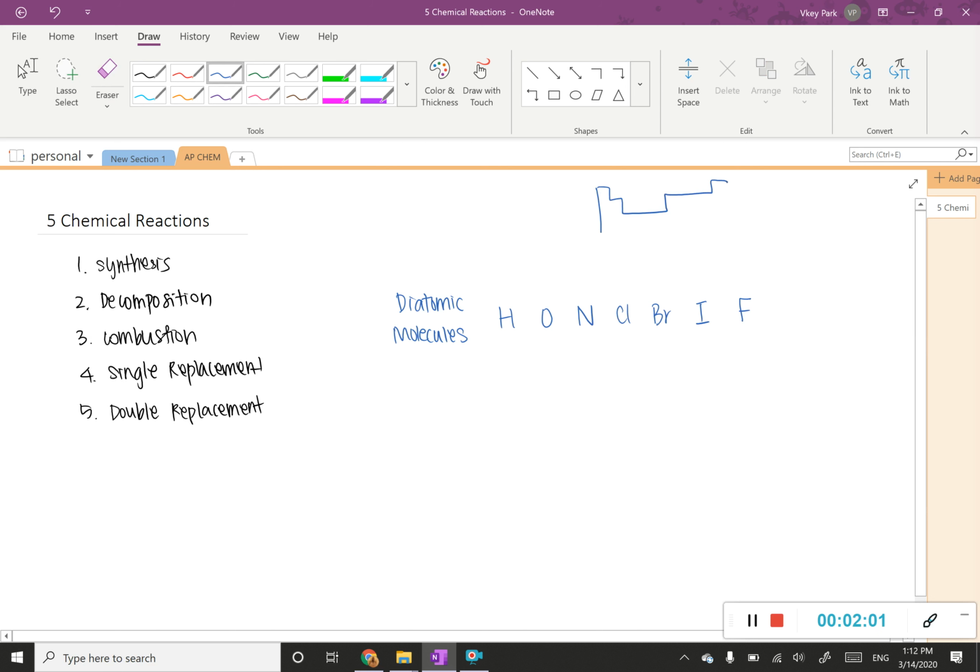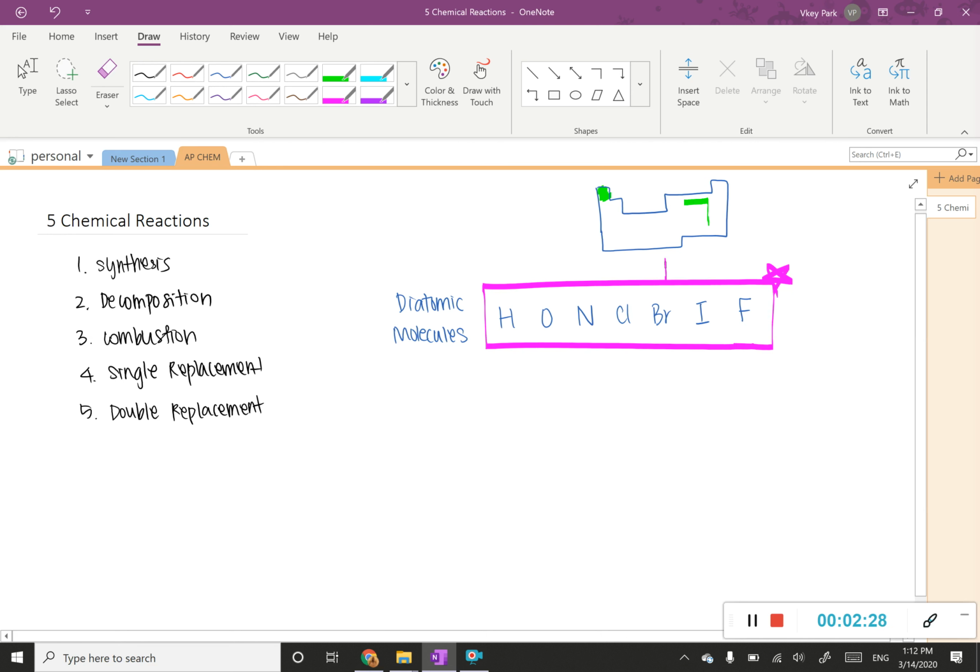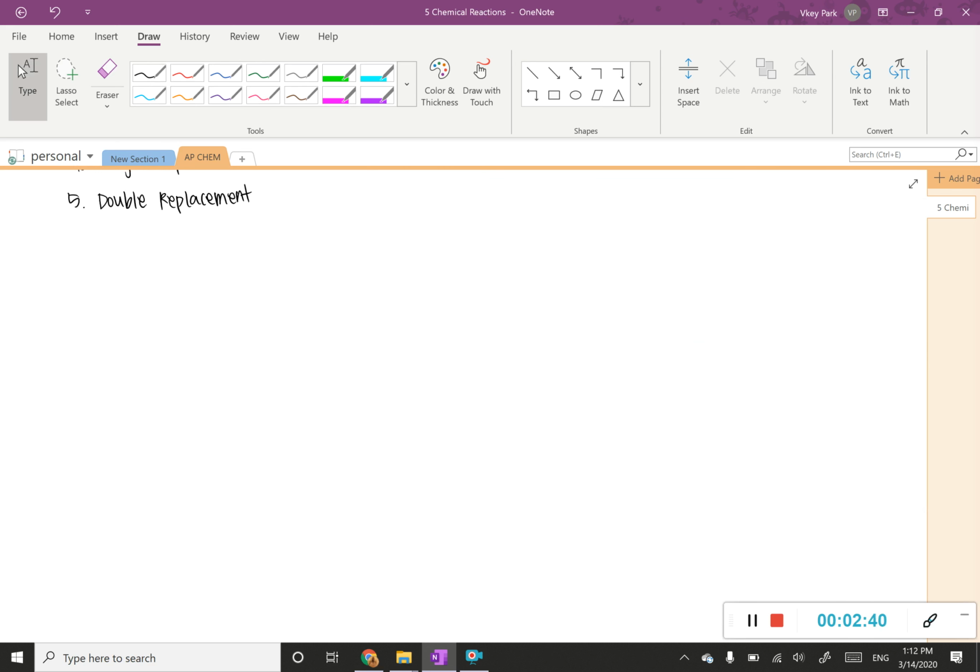Otherwise, if you're super visual, you can look at your periodic table, and hydrogen is right there. Oxygen, nitrogen, fluorine, chlorine, bromine, and iodine are right there, okay? So you can actually create a number 7 on the periodic table if that makes it easier. But whatever the case is, I want you to memorize these. This is a must-be-memorized situation where Hunkelbrief are always going to be found in 2s. All right, with no further ado, let's talk about the 3 chemical reactions.